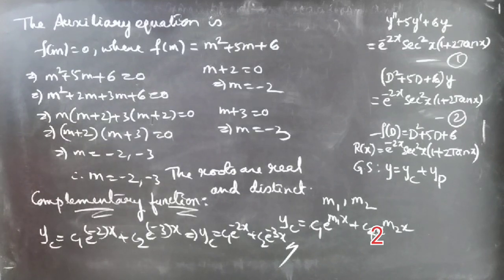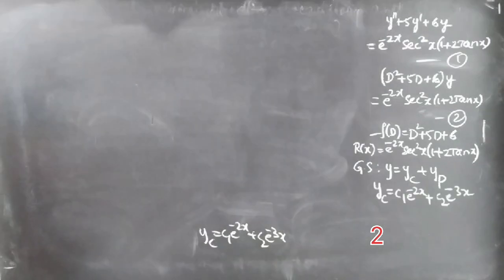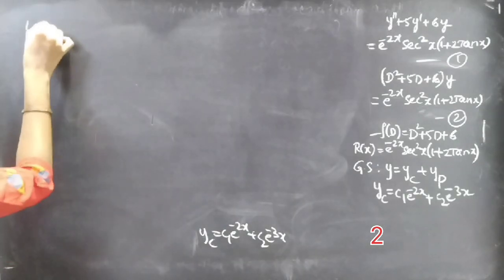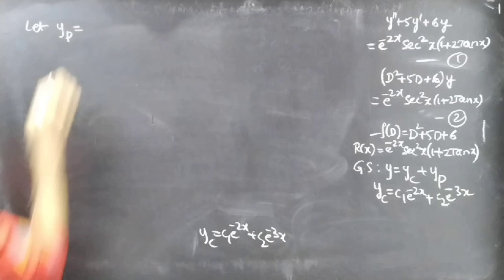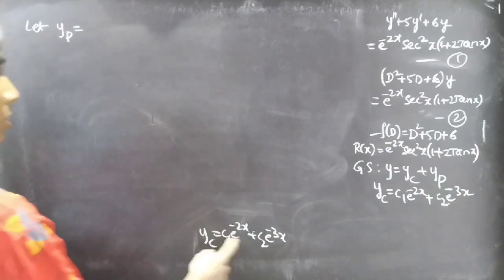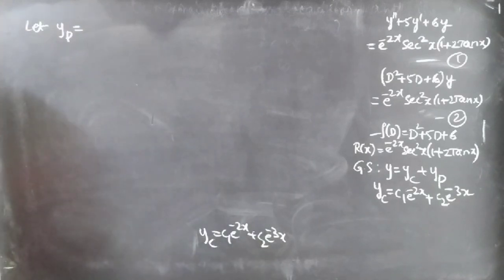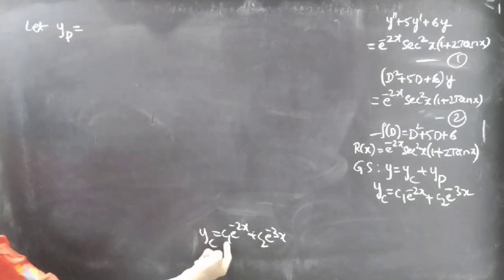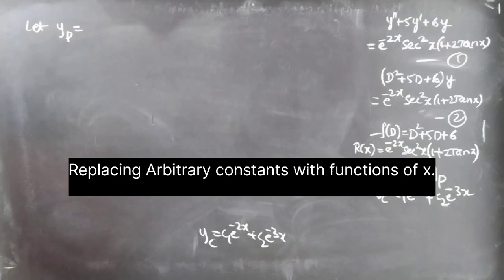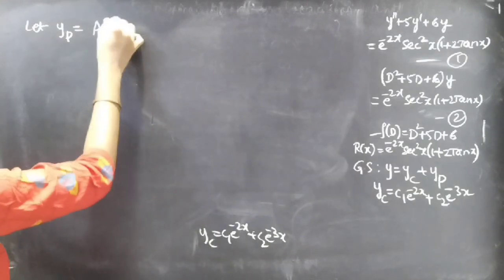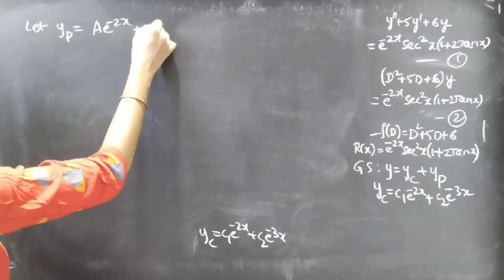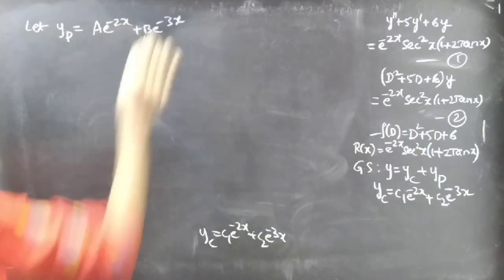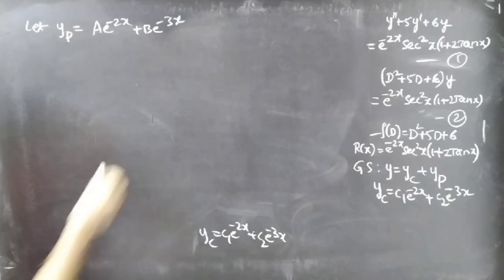Now using yc we'll write yp. Let's replace c1 and c2 with functions of x, a and b. That is, we are changing the constants or parameters to functions of x, so that we'll get yp equal to a e power minus 2x plus b e power minus 3x, where a and b are functions of x.